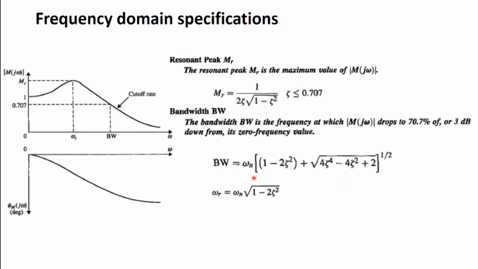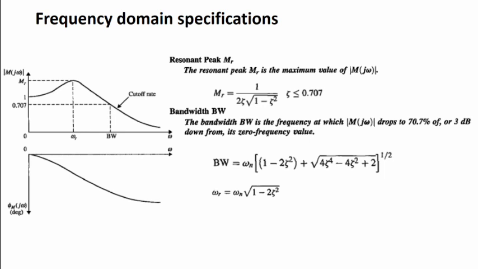It is correlated by this particular expression: omega n times [1 minus 2 zeta square plus square root of 4 zeta to the power 4 minus 4 zeta square plus 2] to the power 1 by 2, whole to the power 1 by 2, and omega r is nothing but omega n square root of 1 minus 2 zeta square. So these are a few frequency response specifications.